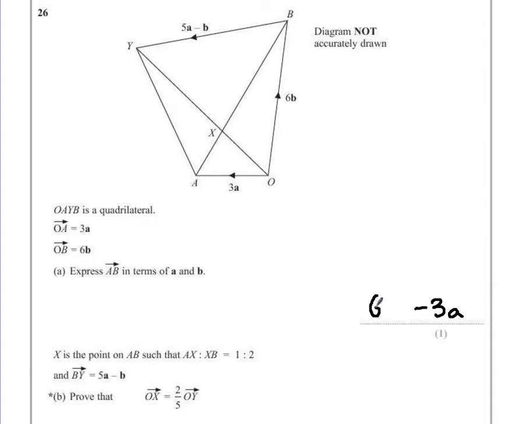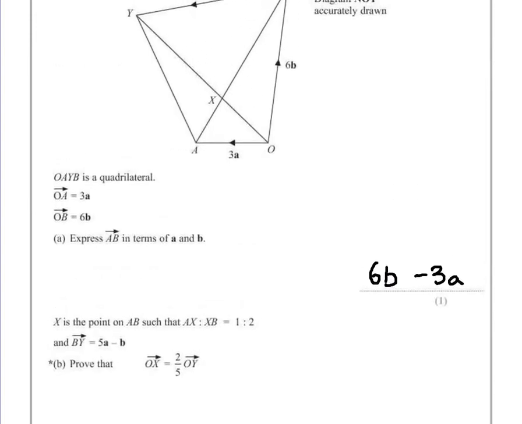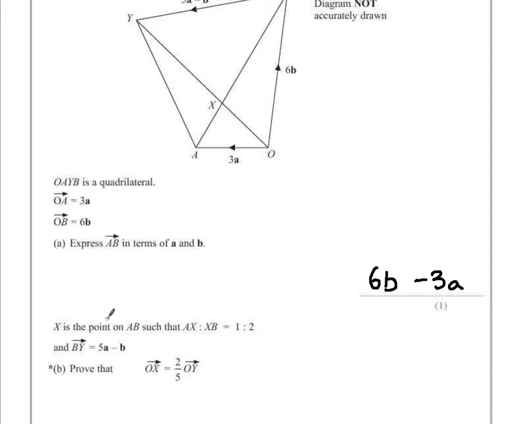So my vector from A to B is 6B take away 3A. You could have also done that the opposite way round, negative 3A add 6B. Point X is a point on AB such that AX to XB is given by the ratio of 1 to 2. And the vector from B to Y is given as 5A take away B. Prove that O to X is the same as 2/5 of the vector from O to Y.